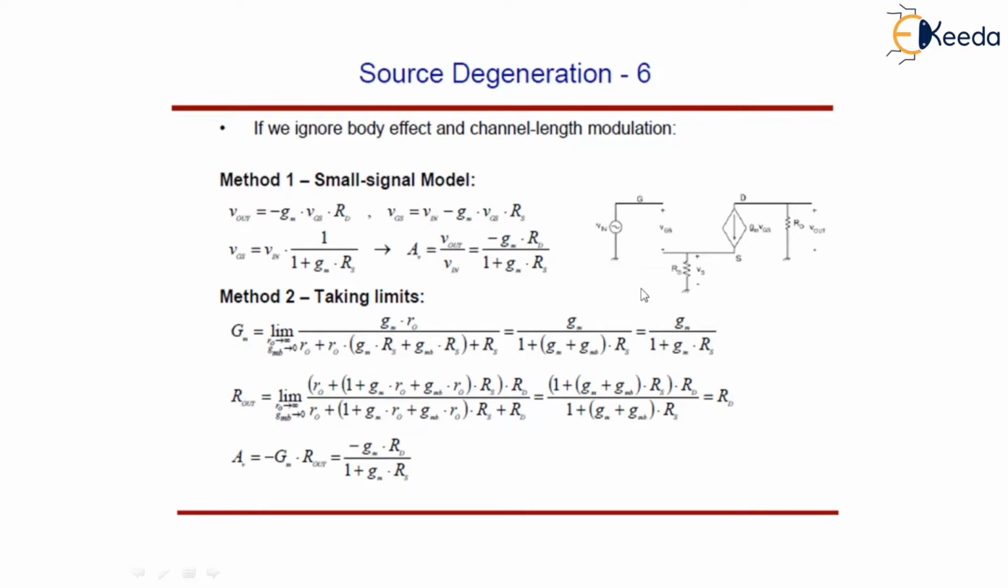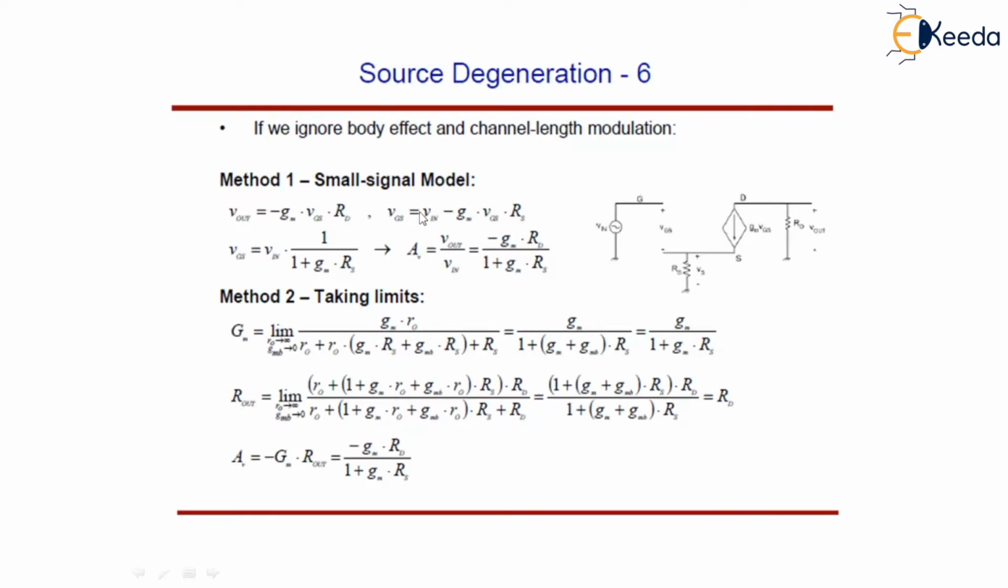Now, VGS, that is the voltage between gate and source, can be given by simply applying KVL over this loop. What we will get is VGS equals Vin minus gmVGS Rs. Okay, the current gmVGS will flow over here as well as here, and it is given as VGS equals Vin minus gmVGS Rs.